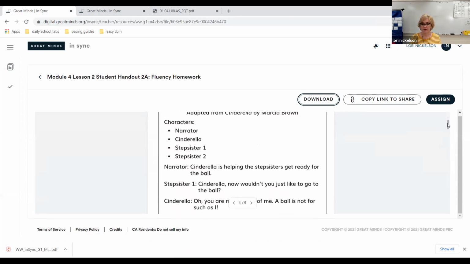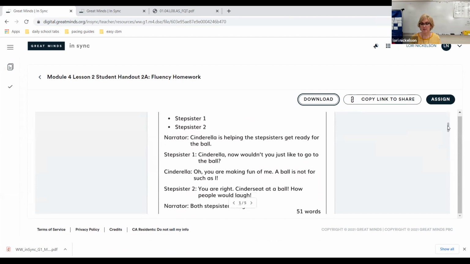All right, narrator. Cinderella is helping the stepsisters get ready for the ball. Stepsister: Cinderella, now wouldn't you just like to go to the ball? Cinderella: Oh, you're making fun of me. A ball is not for such as I. Stepsister 2: You are right, Cinderella at a ball. How people would laugh. Both stepsisters laugh.